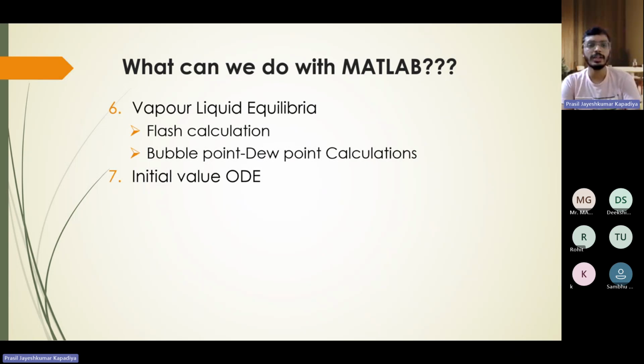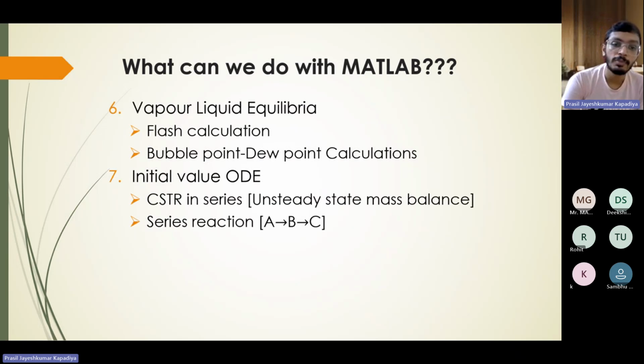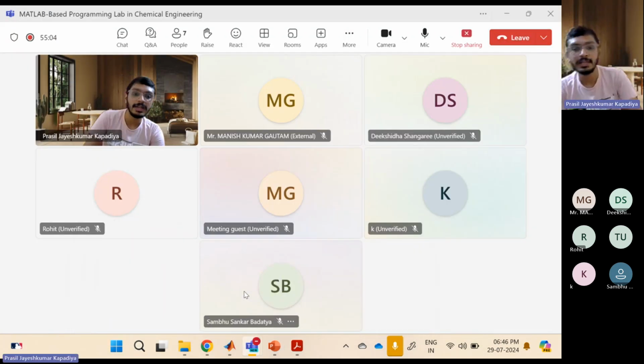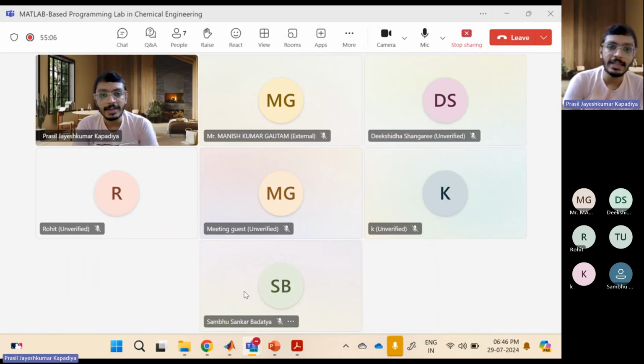Other than that, we can solve initial value ordinary differential equations. What is an initial value ordinary differential equation? Initial value means at t is equal to 0, we are given some condition. The best example for initial value problems is when, let's say, CSTRs are in series, or one reaction is occurring in series where A is converting into B, and B is converting into C. So can anyone tell me how I can write the equations for A to B to C? Mathematical equations, can anyone tell me?